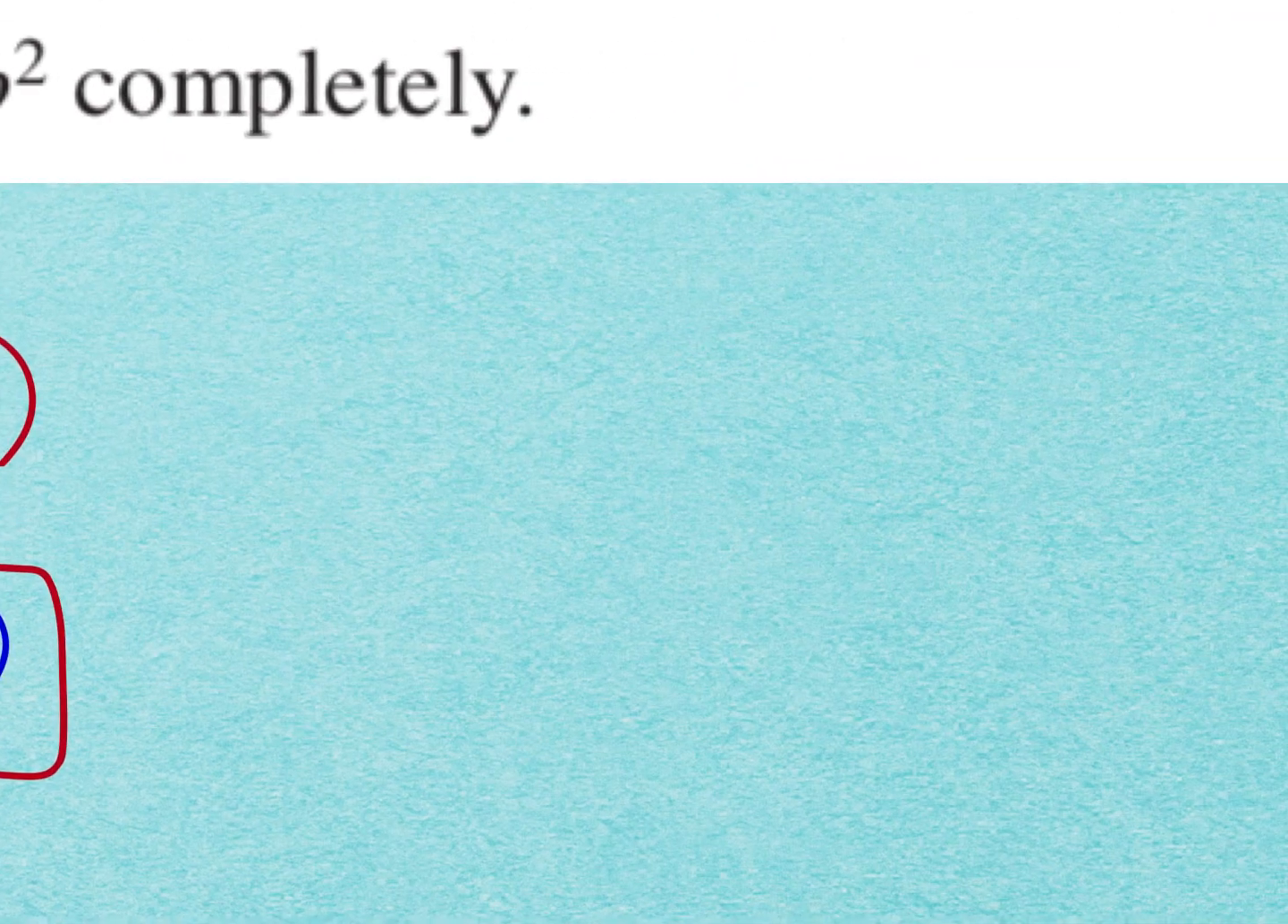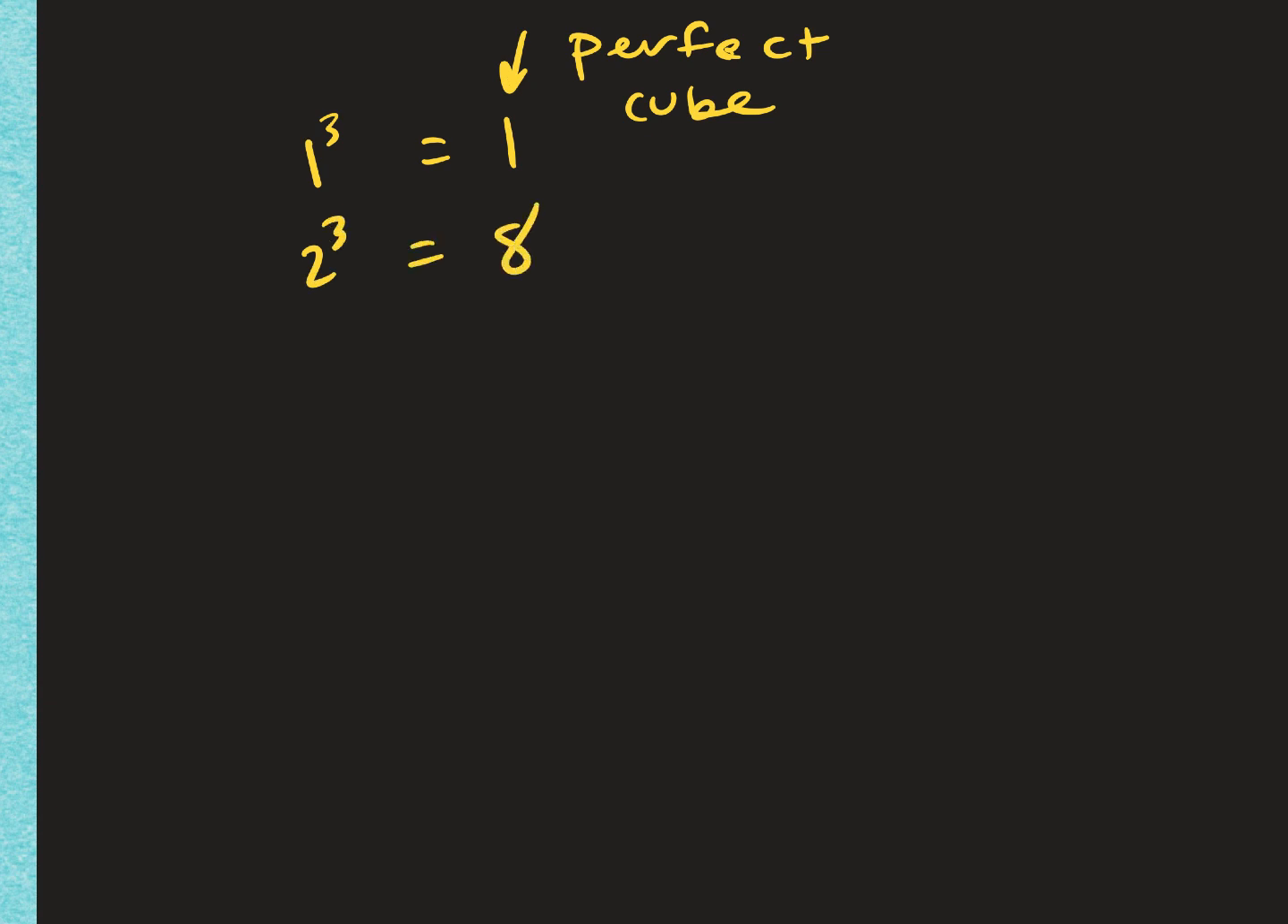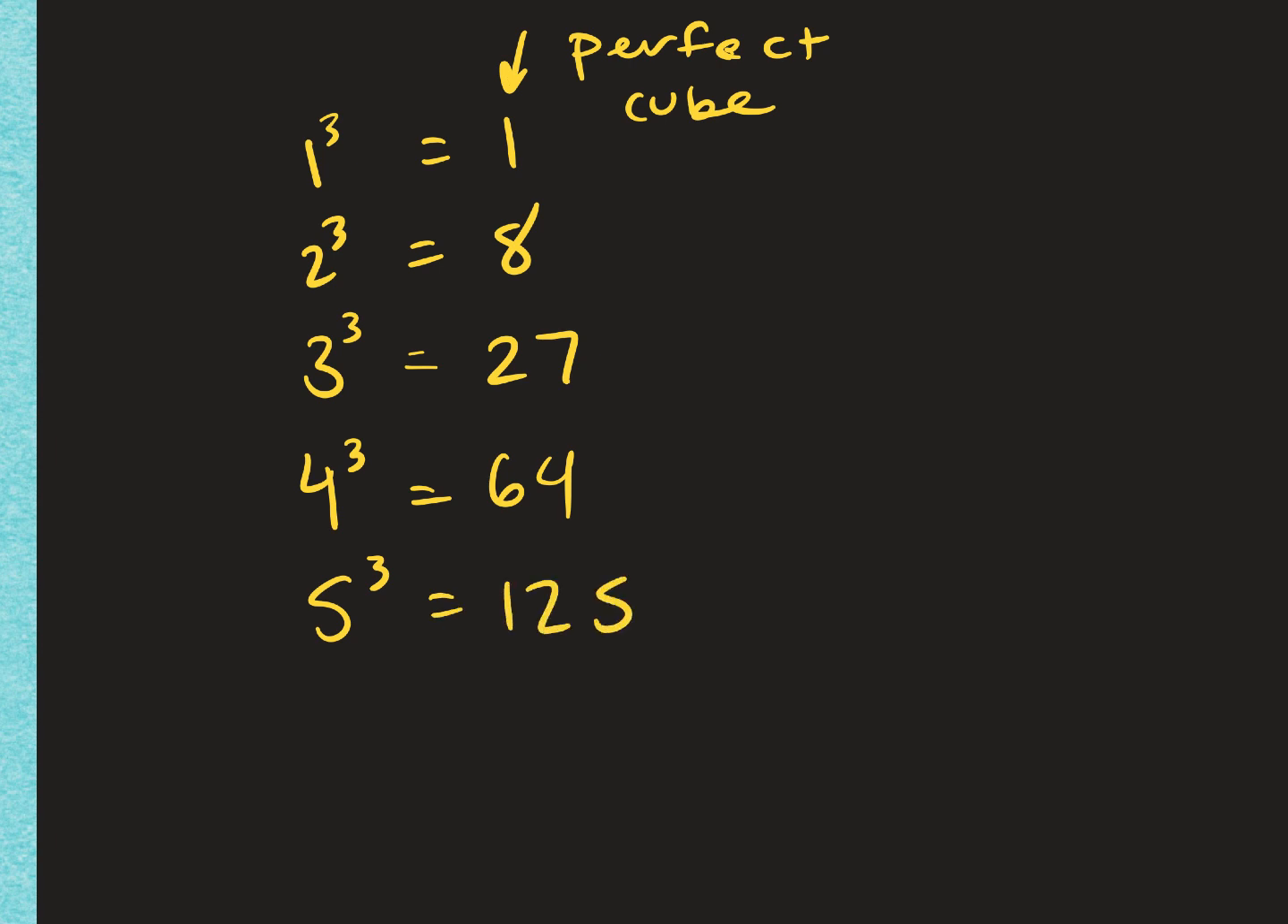So remember our perfect cubes from yesterday. If I had 1 cubed, that would give me 1. So 1 is a perfect cube. If I had 2 cubed, that would be 8. So 8 would be a perfect cube. 3 cubed is 27. 4 cubed is 64. 5 cubed is 125. So these are examples of perfect cubes.